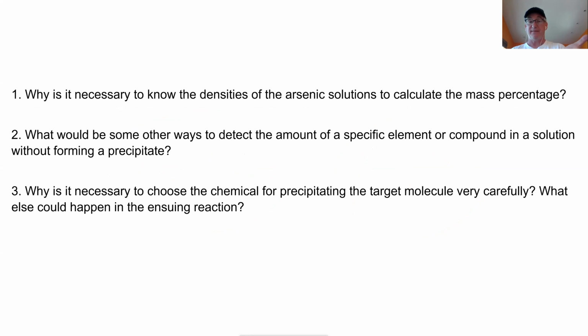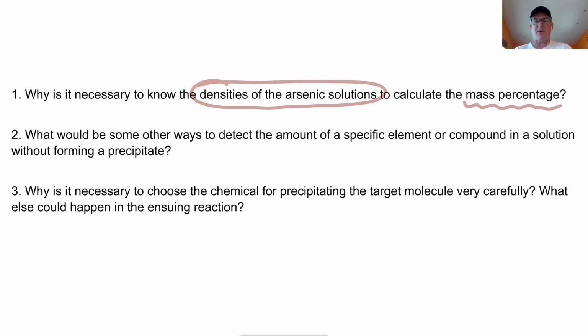So most people got the idea of why it was necessary to know the density of the arsenic solutions to calculate the mass percentage. Why was that important? How come we couldn't have just used the density of water? Isn't water good enough? Because they have different densities. Yeah, water with something dissolved in it doesn't have the density of water anymore. So, but why is it important to know the density anyway?